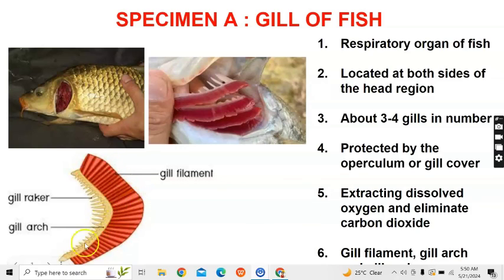Alright, then look at this. You see this in the middle is called the gill arc. The gill arc helps to anchor or support the gill filament and the gill raker. Alright, while the gill raker here helps to prevent particles of food substance from getting into the gill filament. So this is what you are expected to draw. Look at it, a typical example in this real fish. Alright, look at the gill raker, look at the gill arc, and then the gill filament. So that is it about our specimen A, and I hope it's well understood. Now let's move to the next specimen.